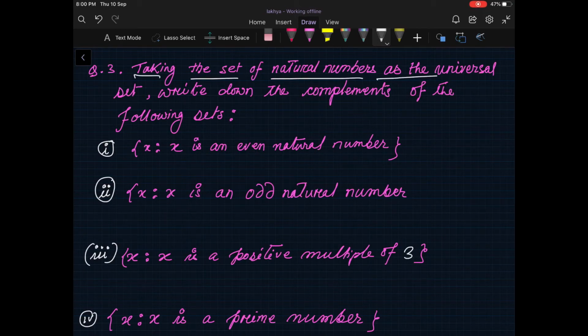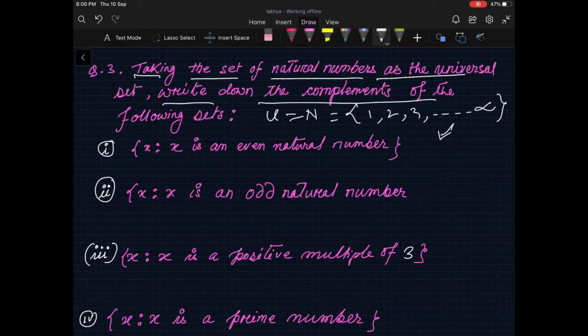Now let us solve question number 3. Taking the set of natural numbers as the universal set, that means the universal set should be taken as the set of all natural numbers, that is N, meaning 1, 2, 3, dot dot dot up to infinity. This is the universal set for the following sets. Now write down the complements of the following sets.